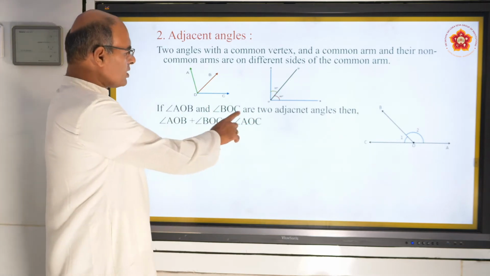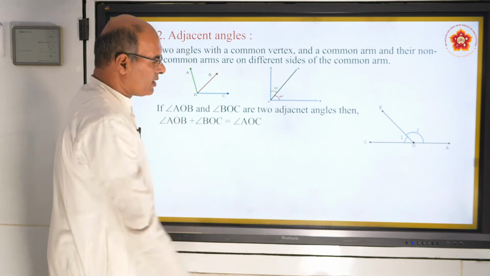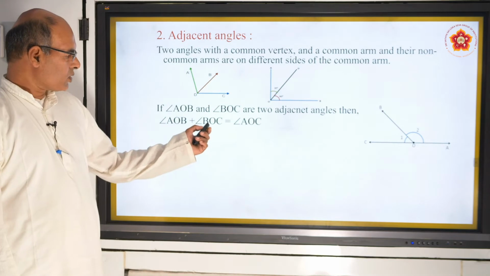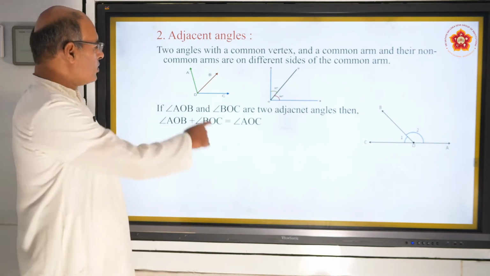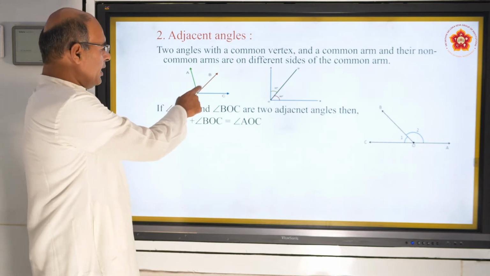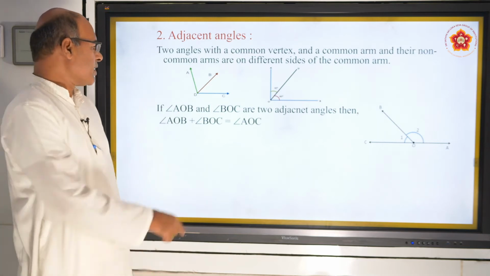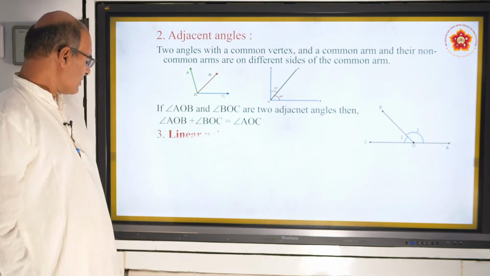If AOB and BOC are two adjacent angles, then their sum, angle AOB plus angle BOC, should be equal to angle AOC. So in this picture, angle ADB and angle DBC are adjacent angles, and their sum is equal to angle ADC. So they are adjacent angles.